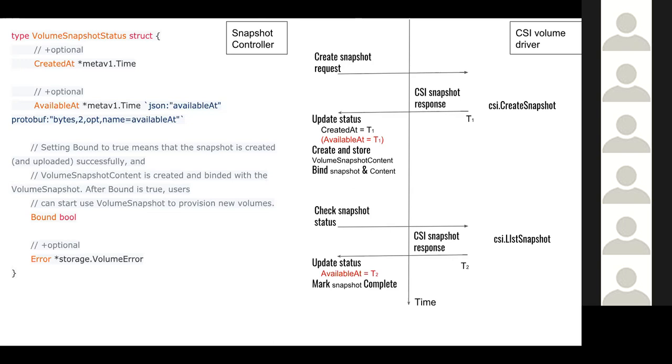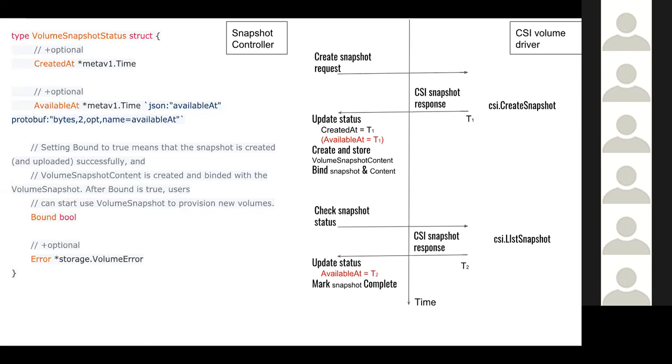And the controller will also go ahead to create the volume snapshot content object, store it to the API server, and bind those two API objects. Bind just means you specify the volume snapshot content name equal to the name you created just now. And this is not an atomic operation, right? You need to perform each operation sequentially.